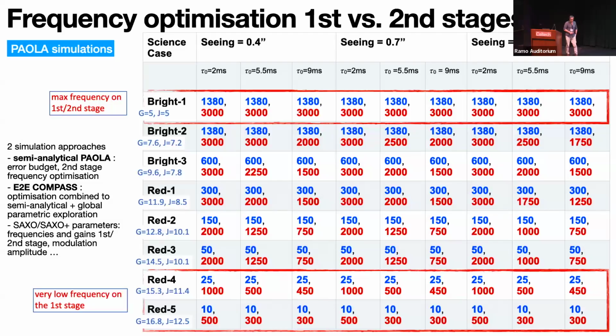So one of the very specific characteristics of a two-stage cascaded AO system is the optimization of the loop frequencies. This table has been obtained with a semi-analytical simulation for the first and the second stage. So we have a big table with different targets.